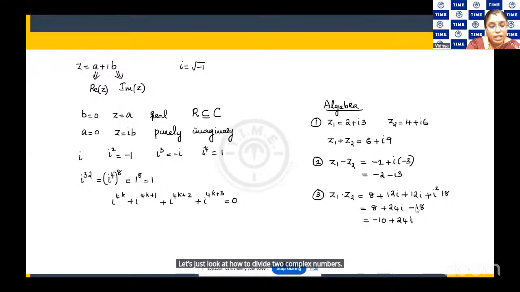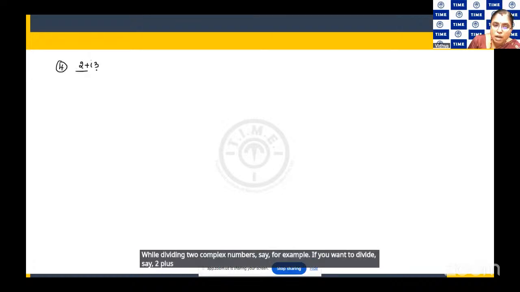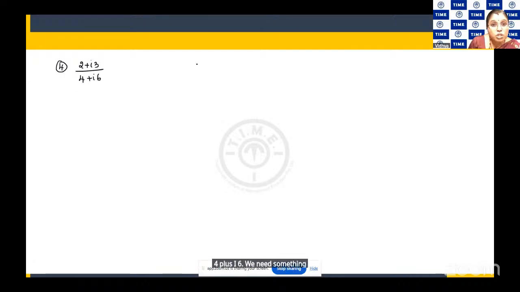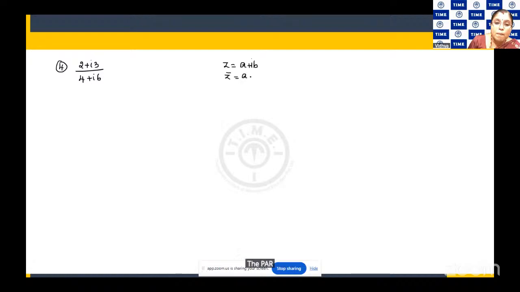Now, let's look at how to divide two complex numbers. While dividing two complex numbers, for example, if you want to divide 2 plus 3i by 4 plus 6i, we need something called the conjugate of a complex number. Suppose Z is equal to a plus ib is the given complex number. Z bar will be a minus ib. So the sign before i has to be changed. If it is positive, you have to make it minus, and if it is minus, you have to change it to positive.